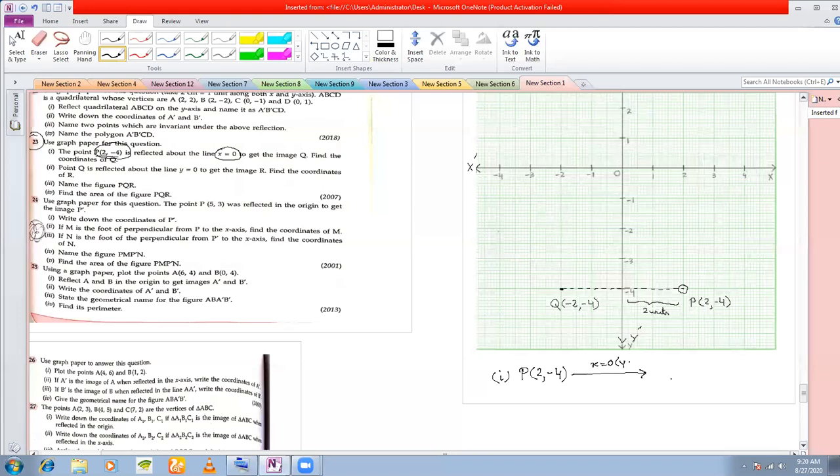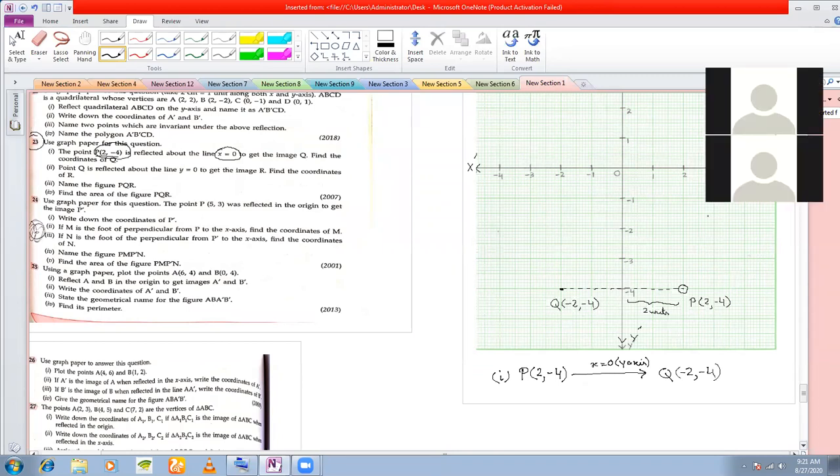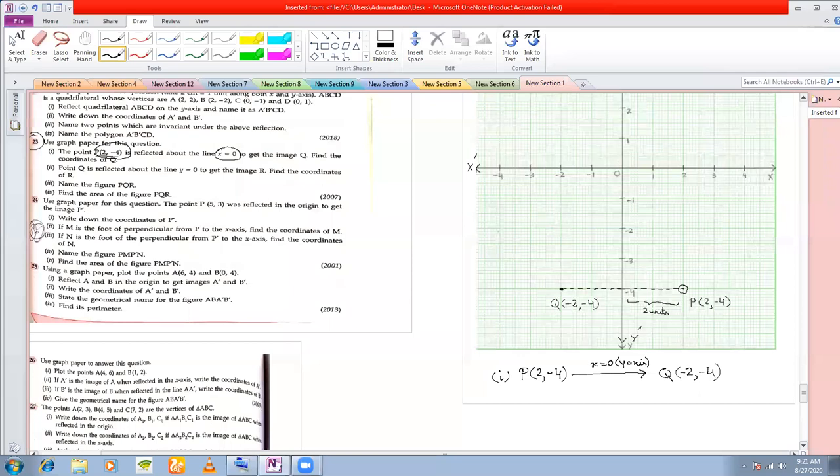This transforms to the point Q(-2, -4). Find the coordinates of Q, which we have already found, written, and plotted. That is done. Now we move on to the second part. Point Q is reflected about the line y = 0 to get the image R.